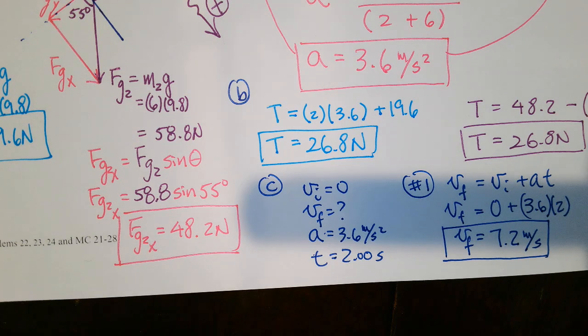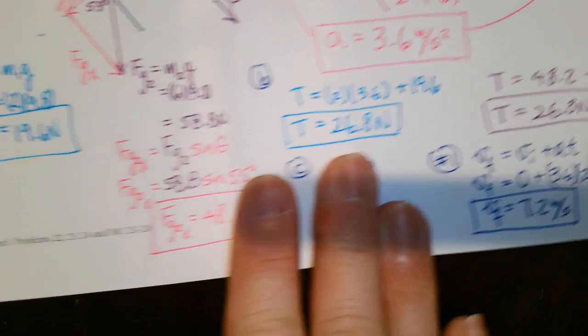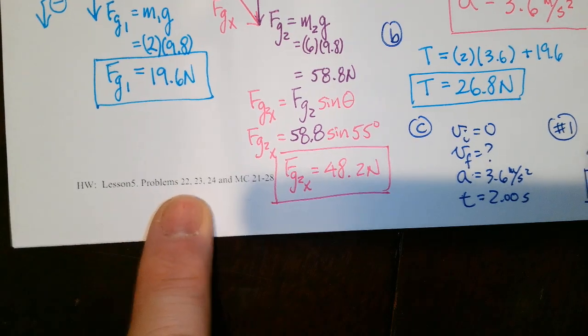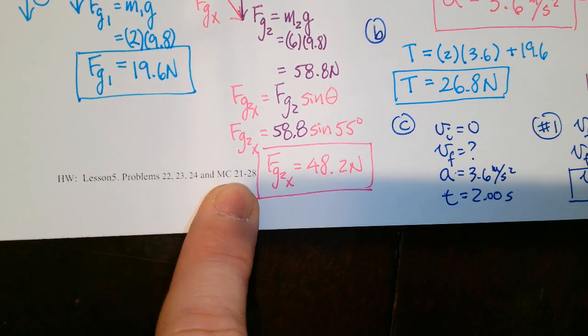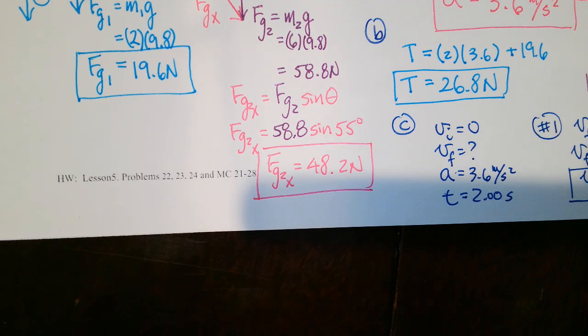Okay. That's pretty much it for chapter 5. Now you need to work on all the homework problems. Take a look at these homework problems right here for this coupled system. Problems 22, 23, 24, multiple choice 21 through 28. So work on those. So you should be able to now complete all your homework packets. Okay? All right. Any questions? I'll stop the recording here.